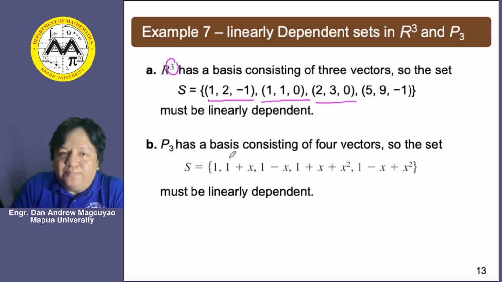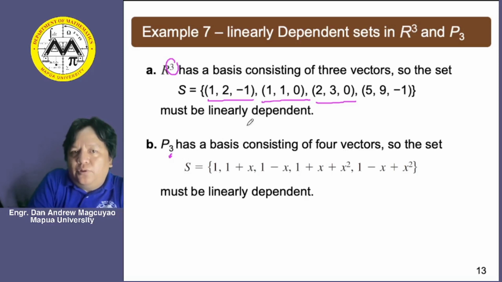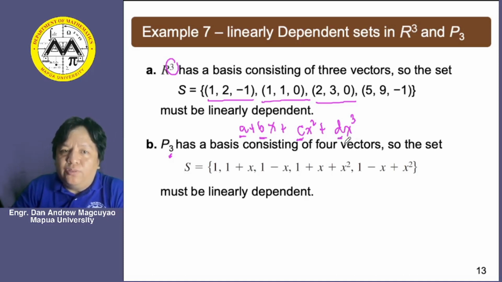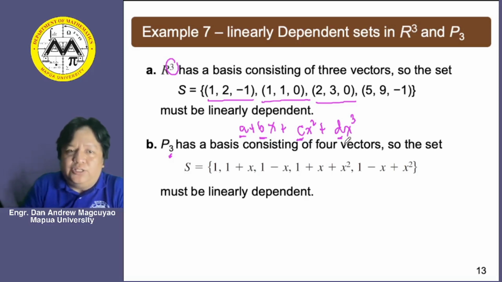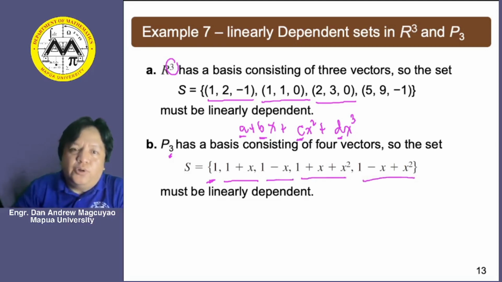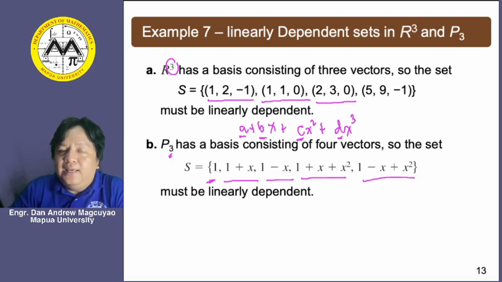Another one, P3 has a basis containing 4 vectors. So P3 means you have A plus BX plus CX squared plus DX cubed. This is P sub 3, a polynomial of degree 3. How many components does this vector have? A, B, C, and D. So that's 4 components, which means it needs at most 4 vectors. But for this example, we have 1, 2, 3, 4, 5. So there are 5 vectors. So automatically, this set of vectors is linearly dependent.